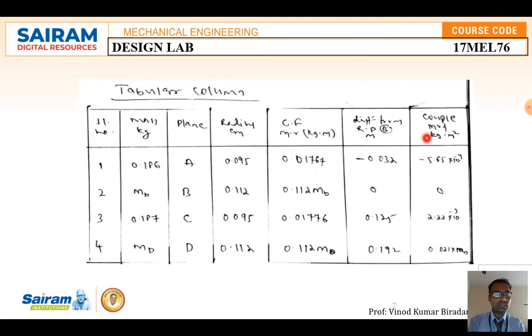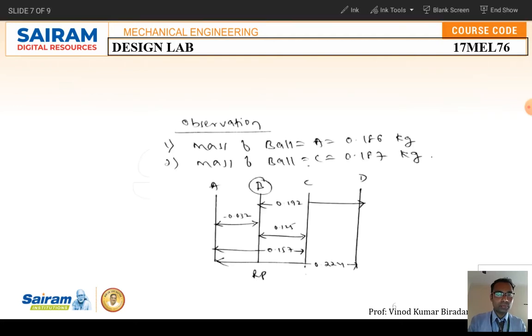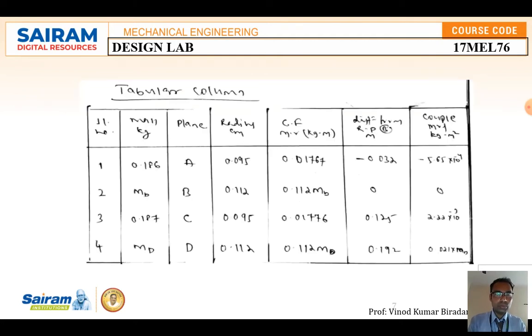So look at the last column here. There are two unknowns here. MB is unknown, that you need to calculate, and MD is also unknown. You need to calculate MB and MD with the help of centrifugal force.